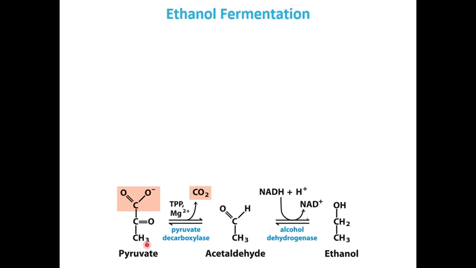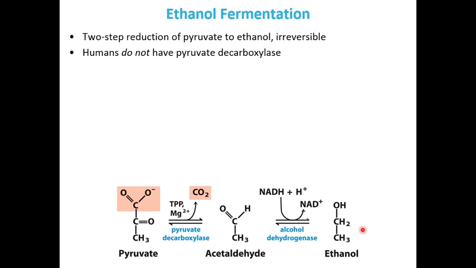Ethanol is the reduced product in ethanol fermentation. In this process, pyruvate is first converted to acetaldehyde by the enzyme pyruvate decarboxylase, and the acetaldehyde that results from this reaction is then converted to ethanol by alcohol dehydrogenase. It's a 2-step reduction of pyruvate to ethanol. However, humans do not have the enzyme pyruvate decarboxylase, and ethanol fermentation mostly happens in yeast and other microorganisms that ferment glucose to ethanol and carbon dioxide.